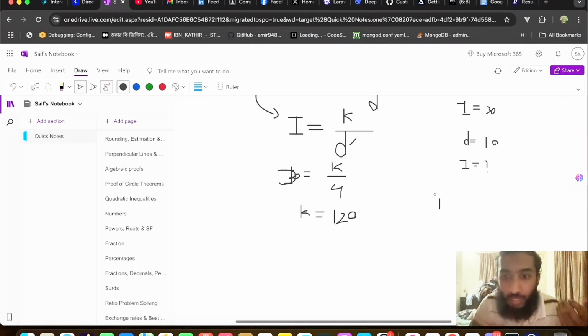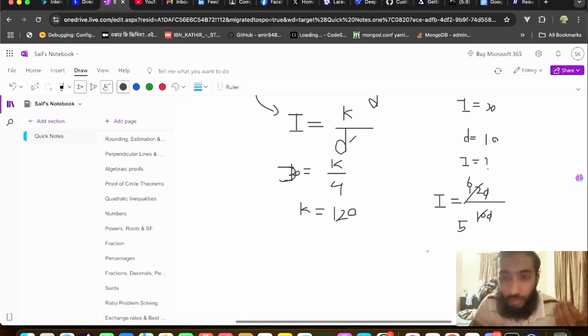So what is the value of I when d is 10? It should be I equals k, which is 120, divided by d square, which is 10 square, or 100. So when d is 10, I is 6 by 5, or 1 point something. This is the intensity when the distance is 10, and the square of distance is inversely proportional to the intensity.